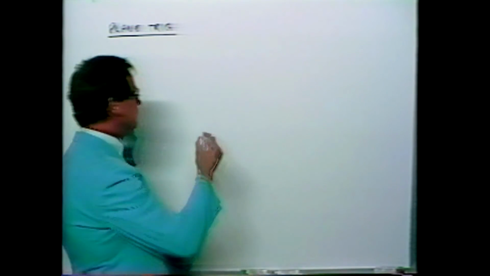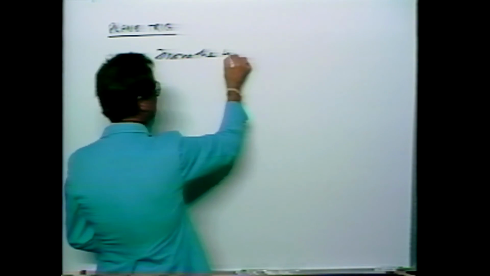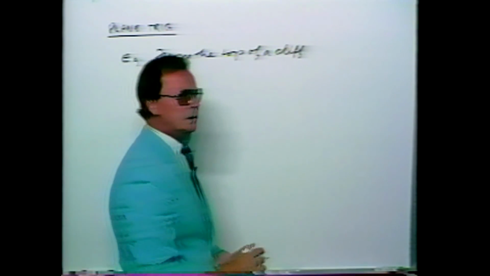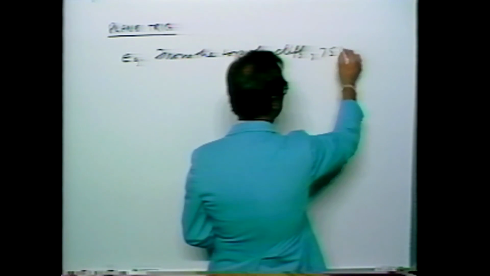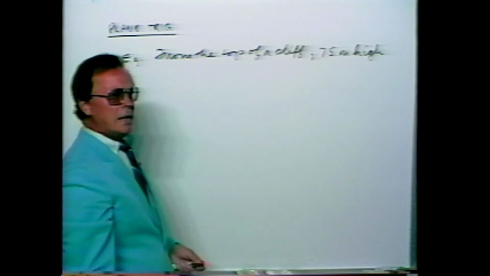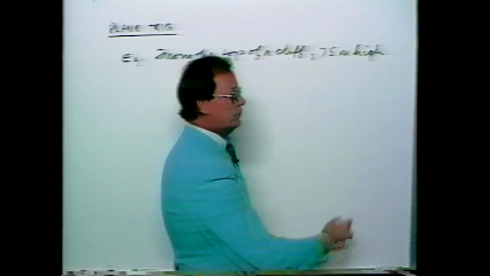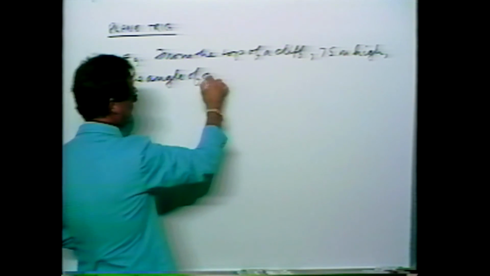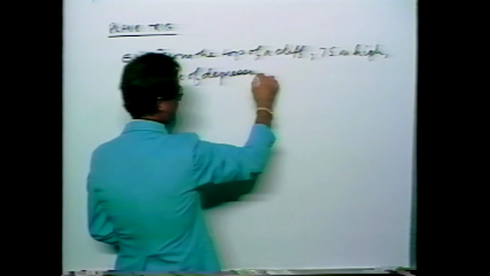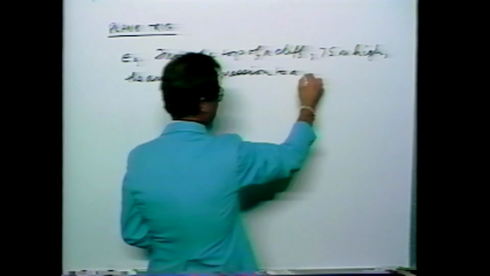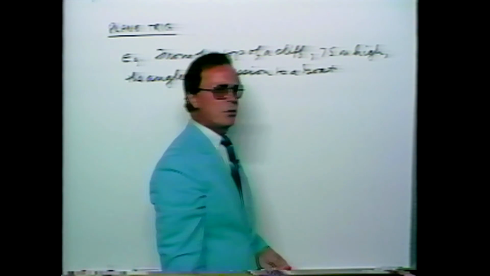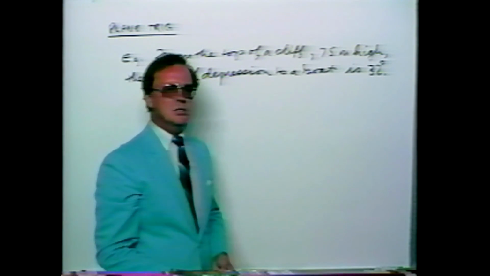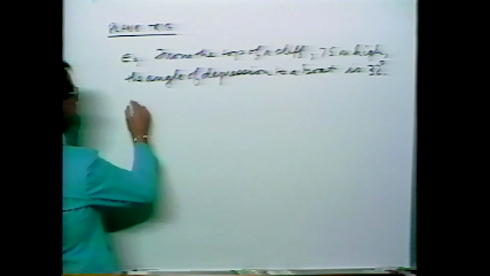Here's an example from the top of a cliff that's 75 meters high. The angle of depression to a boat is 32 degrees. How far is the boat from the base of the cliff?